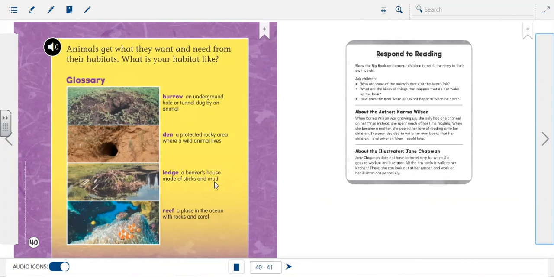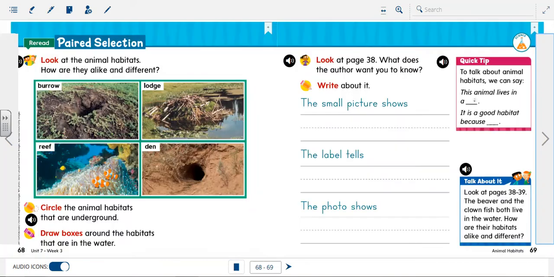So before we go to our workbook, let's just remember that the glossary is a part of a nonfiction story that can help us learn more about important words in the story. In this story about animals' homes, we could use the glossary to learn more about their different types of homes, like burrows, dens, lodges, and reefs. Now, keep that story fresh in your mind because we're going to have to do some work with it in our workbooks. Go to workbook page number 68.